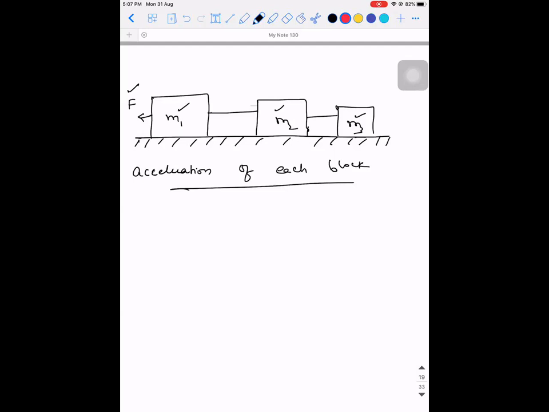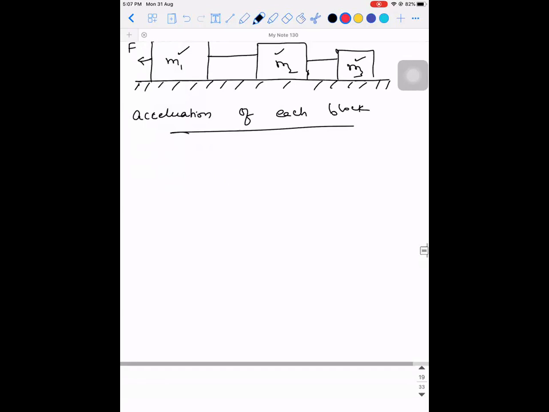So how to proceed? Let's see. If I take M1 here, if I apply a pulling force F here, there is a string like this. Now tell me, if the acceleration on this block is A1, let's say, then how will you draw the free body diagram of it?